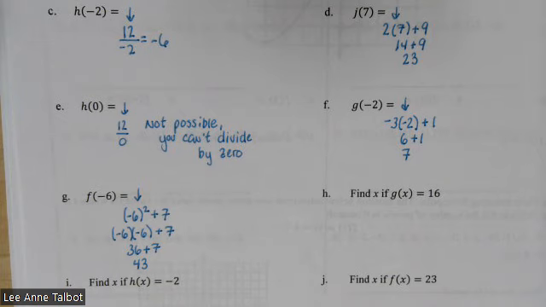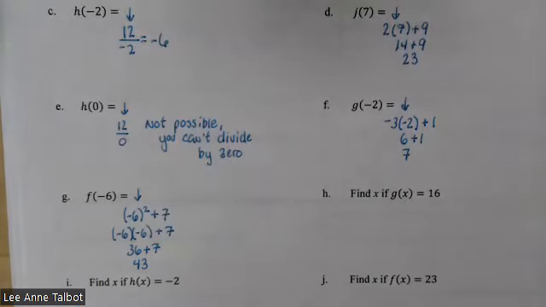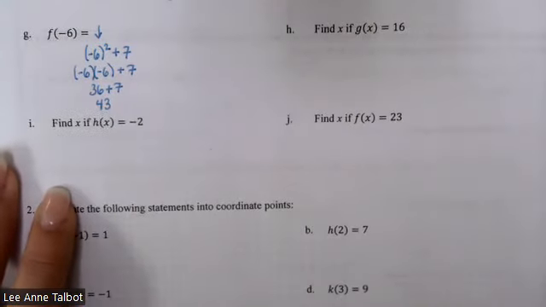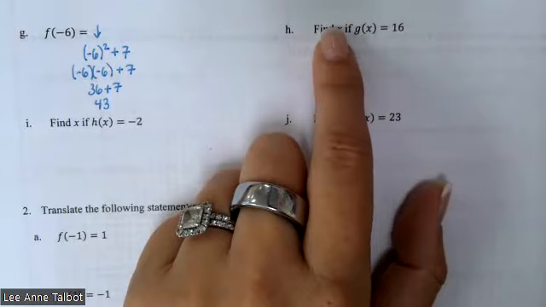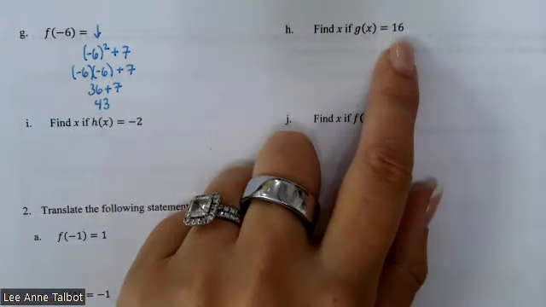Okay. Super important. Do you notice the difference of what it's asking between A and G and then H, I, and J? You see how they're asking something different? Okay, so these are backward function machines, all of these ones. Let's do the first one together. So it says find x if g of x is 16.